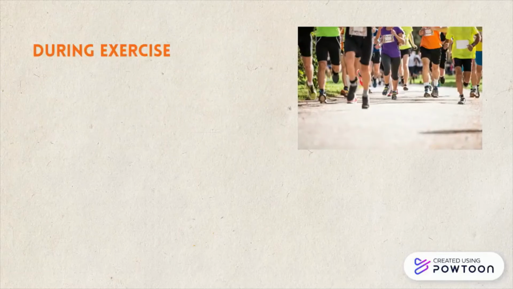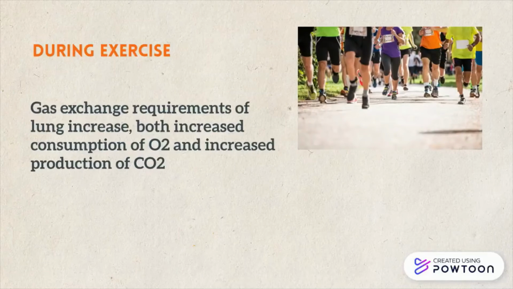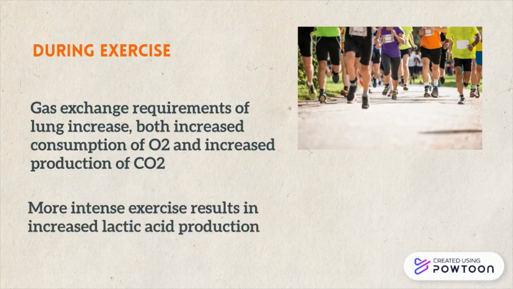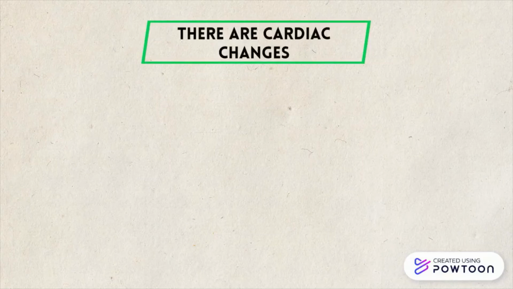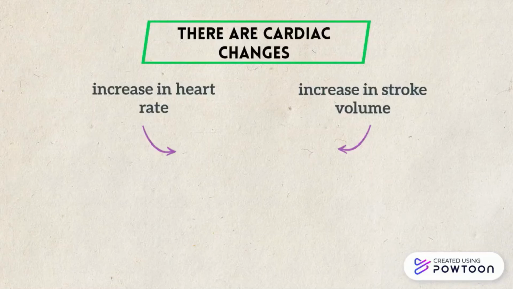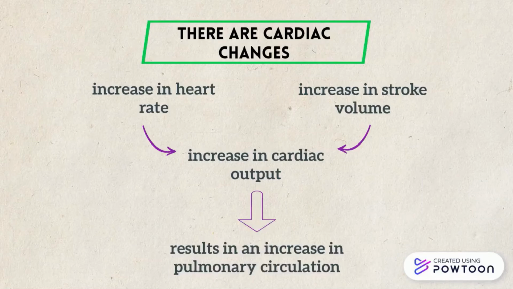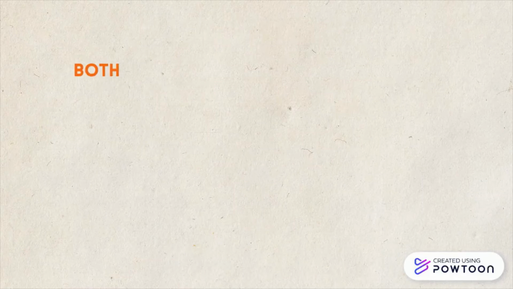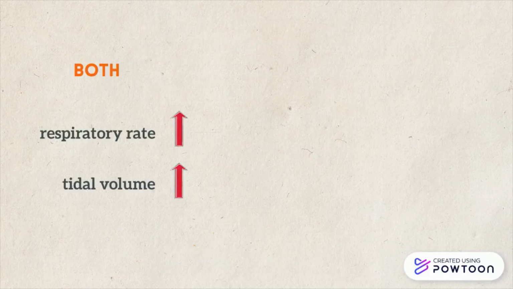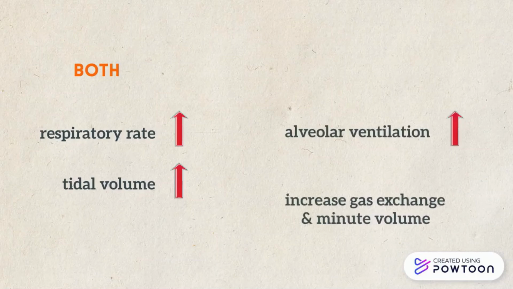During exercise, the gas exchange requirements of the lung increase, with both increased consumption of oxygen and increased production of carbon dioxide. More intense exercise also results in increased lactic acid production. Upon commencing exercise, there are cardiac changes. Both an increase in the heart rate and stroke volume lead to an increase in cardiac output. This results in an increase in pulmonary circulation. In addition, both the respiratory rate and tidal volume increase during exercise, and hence alveolar ventilation also increases. This increases gas exchange and minute volume.